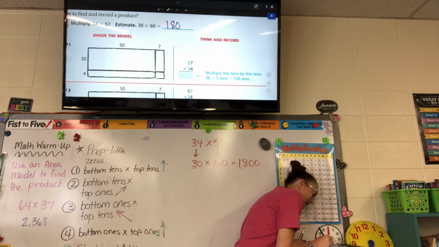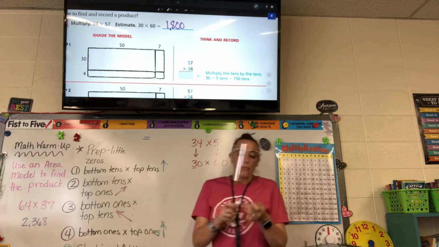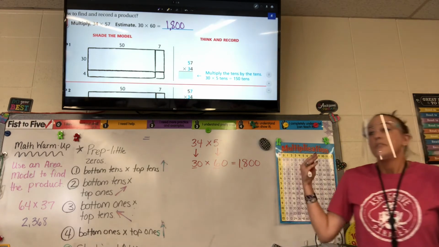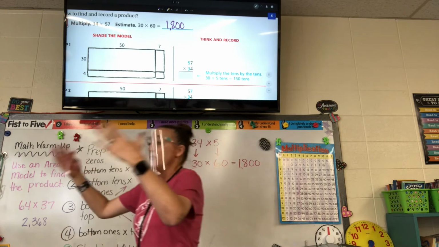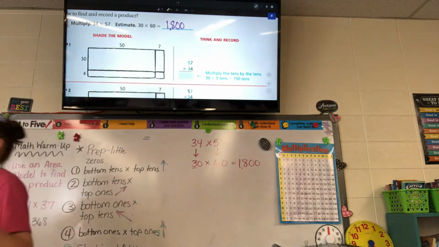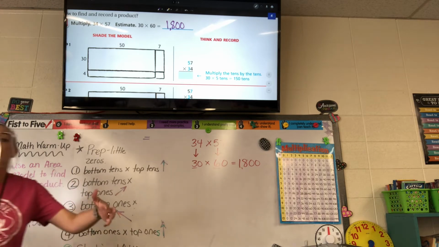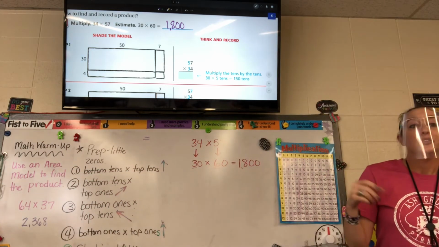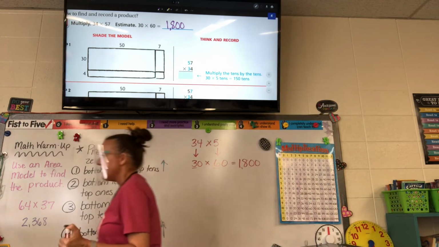1,800. Okay, now, so we start with an area model because the way that our brains work, having a visual first helps us to process it, and now we're moving to the more abstract of solving them by doing 4 equations, okay?